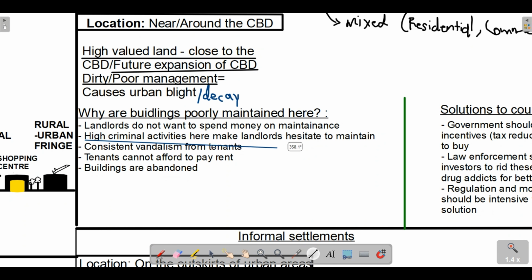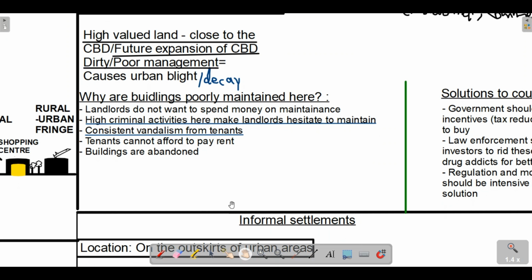Another reason is that there's high criminal activities here. And so landlords, they hesitate to maintain these areas. And when you have a lot of criminals, a lot of people who are involved in criminal activities, they steal a lot of your equipment. They constantly vandalize your equipment, spray painting the building, stealing the copper from the wires of the buildings. You have to buy new wires because they steal the cables, they sell them, so on and so on. So this constant vandalism definitely affects the expenses that have to actually come out from the landlord's pocket.